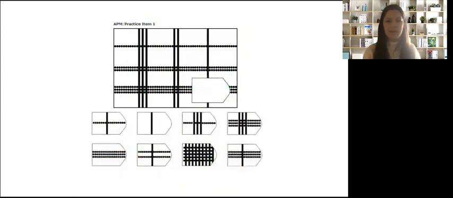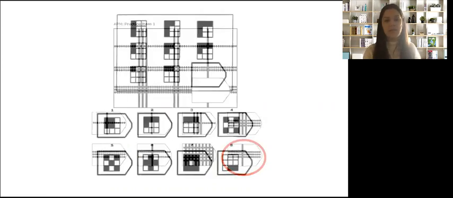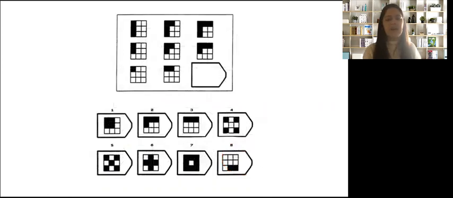How about this one here? The missing piece here is going to be option 8. Okay, so that fulfills the missing part. And this final example is going to be option 3. That would be the correct one that would fill the blank in. So these are just some examples of what you would see on Raven's progressive matrices tests.